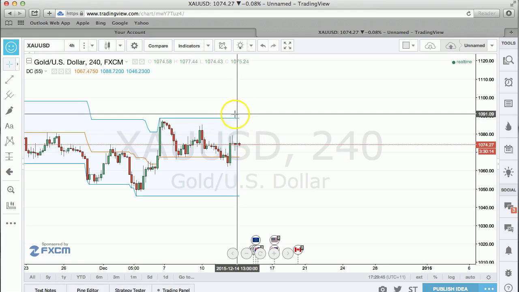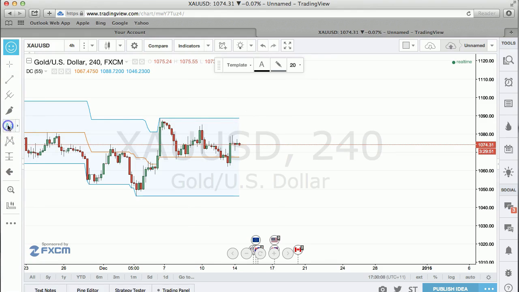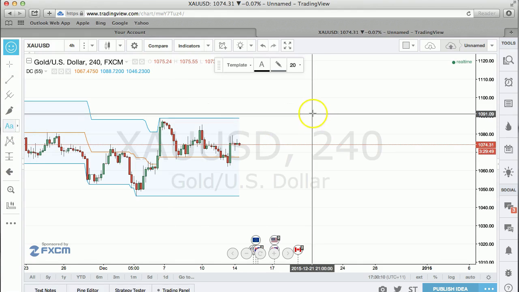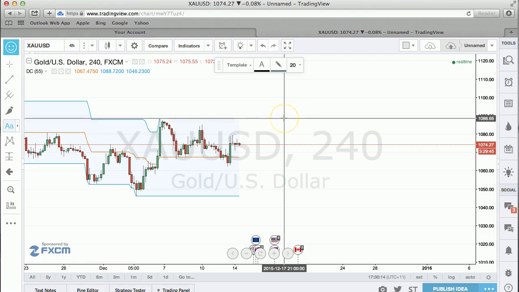Here's the upper Donchian channel right here. I'm going to align my cursor with it. I'm going to see that that line, or the upper Donchian channel, is at 1088.65. And what I'm going to do is set my upper Donchian channel indication or alert at 1088.75. Remember, 1 pip above the upper Donchian channel. So 1088.75.